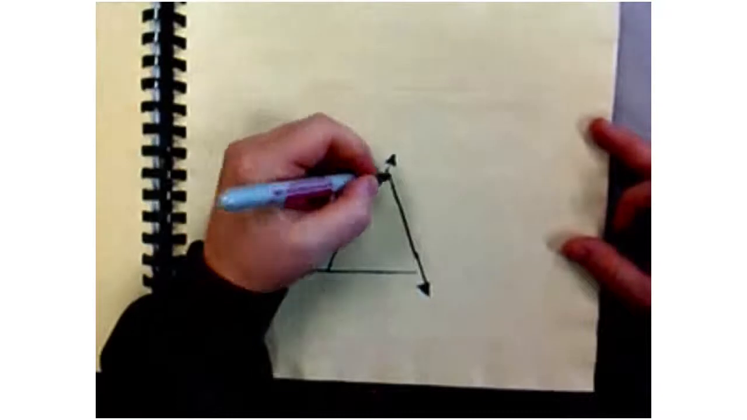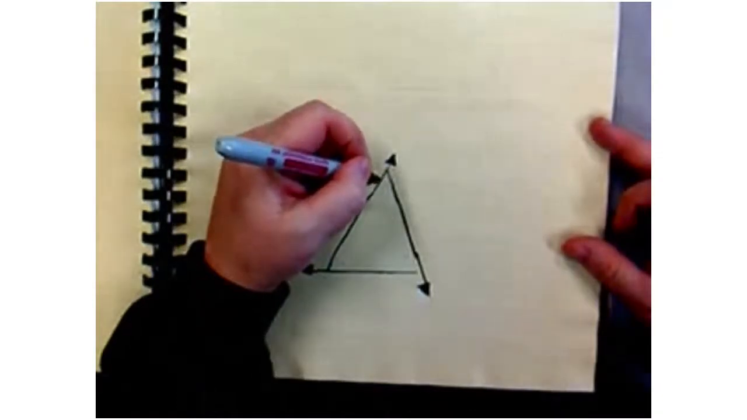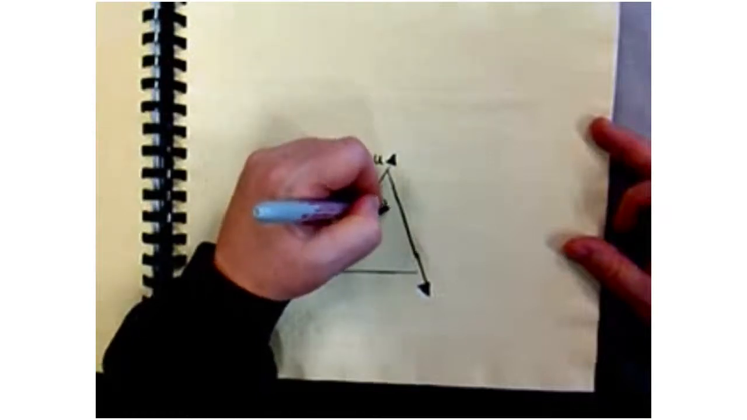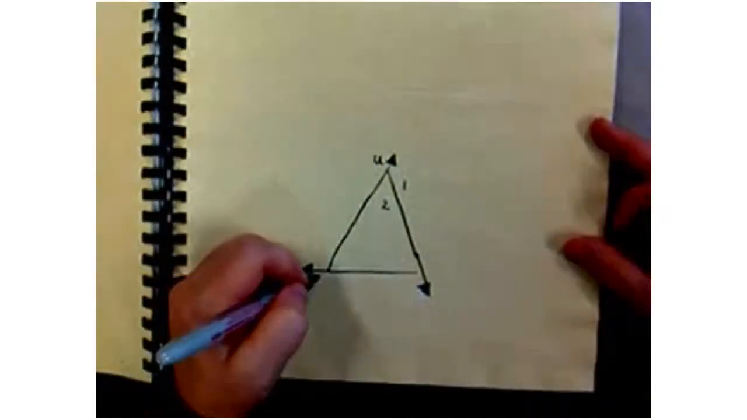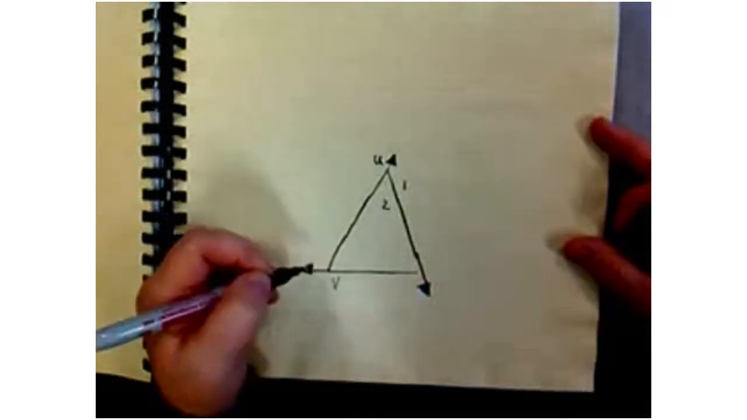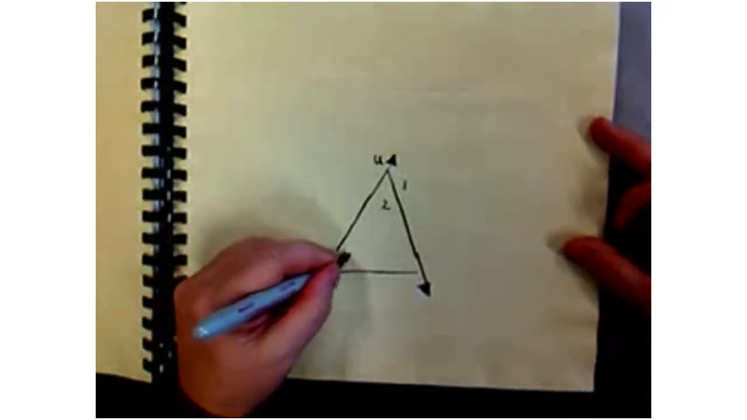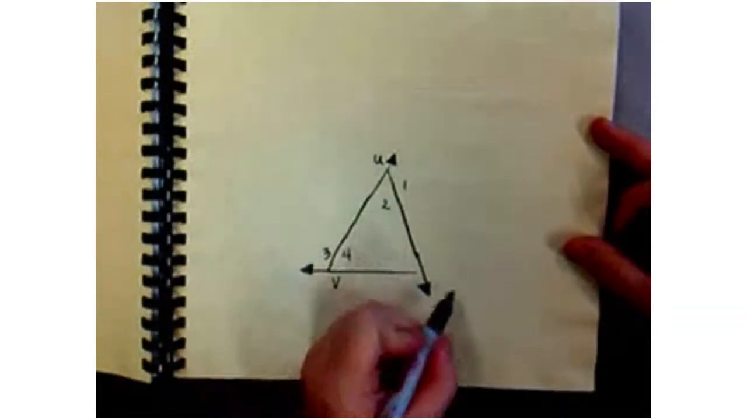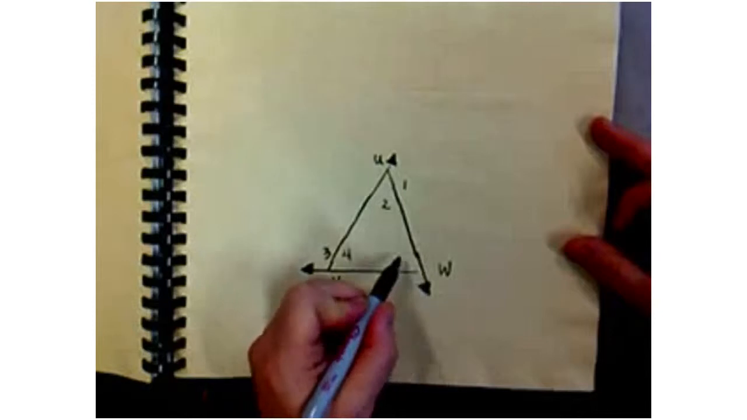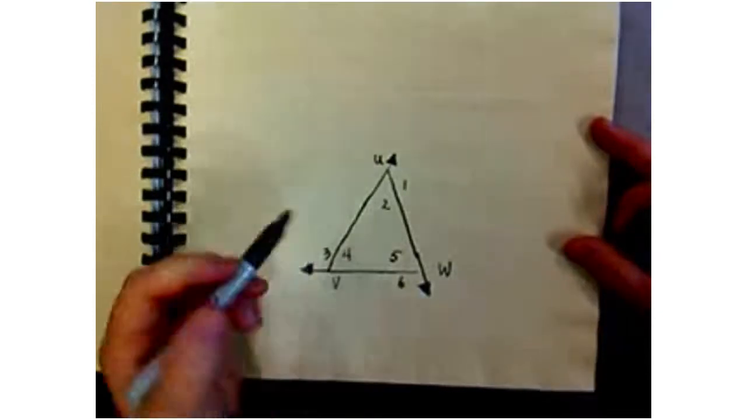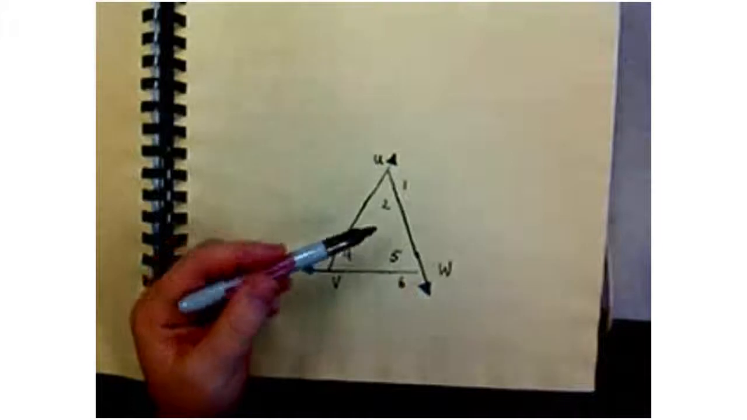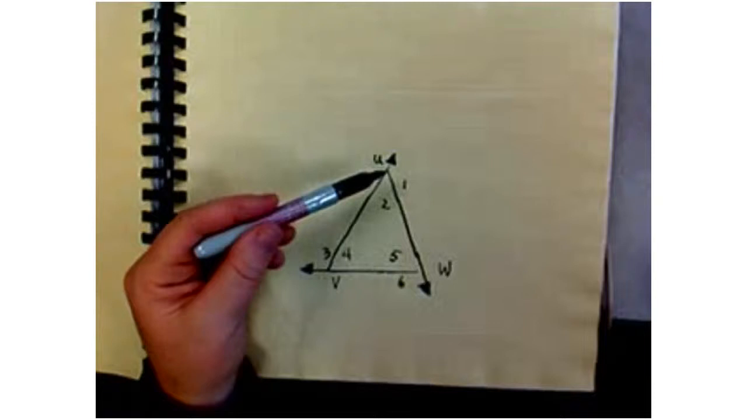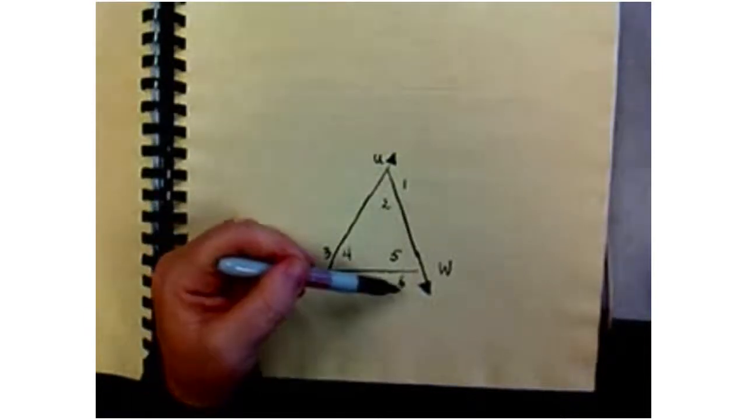The top vertex they're labeling U, and the interior angle is 2 and the exterior angle is 1. The bottom left vertex they're labeling it V. The interior angle is 4 and the exterior angle is 3. And the bottom right vertex they're labeling W, and the interior angle is 5 and the exterior angle is 6. So your interior angles are 2, 4, and 5. Your exterior angles would be 1, 3, and 6.